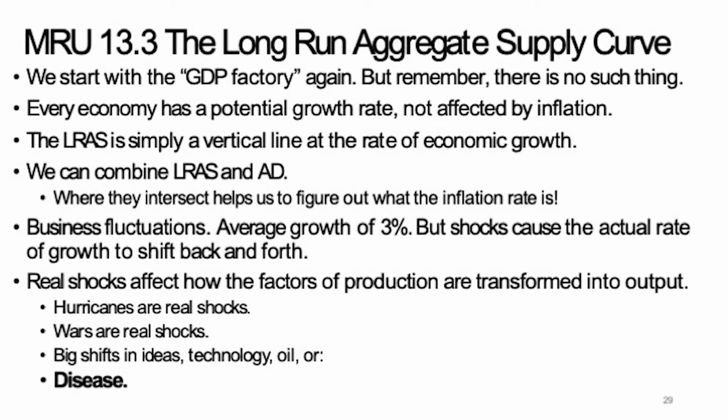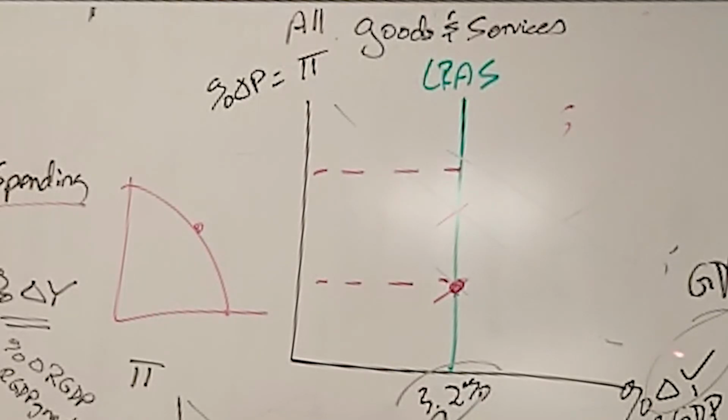We can combine our long-run aggregate supply curve and our aggregate demand curve. When we do that, and where they intersect, that helps us to figure out what the inflation rate is. So on this model, we have a certain intersection of aggregate demand with long-run aggregate supply. We have the growth rate, and if we have a spending rate, let's call it 8%, spending is 8%, and growth is 3.2%, it must be the case that inflation is 4.8%.